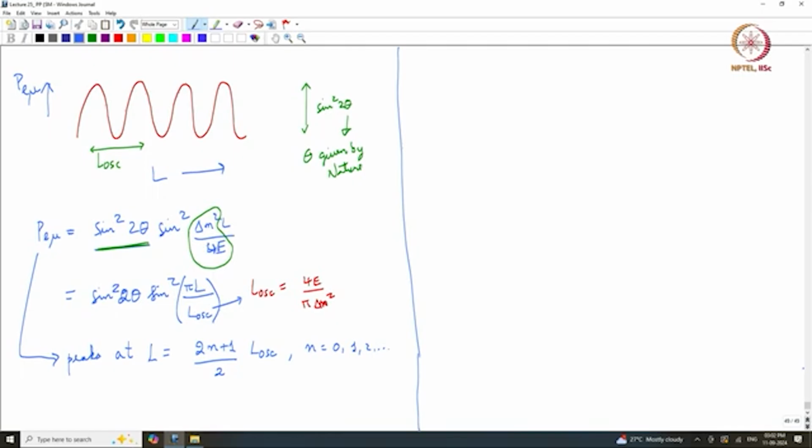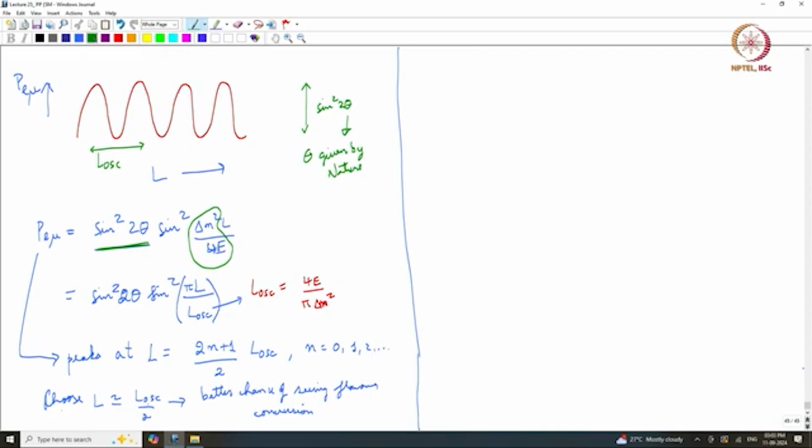So why is this useful? Because if I choose L close to the oscillation length, let's say over 2, then I have a better chance of seeing flavor conversion, right? If you want to measure an effect, better go to a place where the effect is at its maximum, right? So that's what we are trying to do. So sine square 2 theta is not in your hands, that is given to you by nature, but at least this is in your hands, correct?